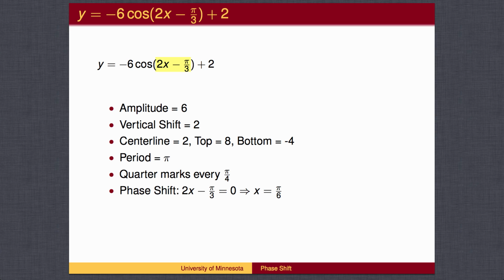To find the phase shift, we set the angle 2x minus pi over 3 equal to 0 and solve for x. The phase shift is pi over 6. We find a common denominator between pi over 4 and pi over 6, which is 12, and we rewrite the quarter marks and the phase shift in terms of pi over 12. When we mark the x-axis, we'll mark it every pi over 12. You may wish to jot down this information to refer to as we move ahead to drawing the graph.